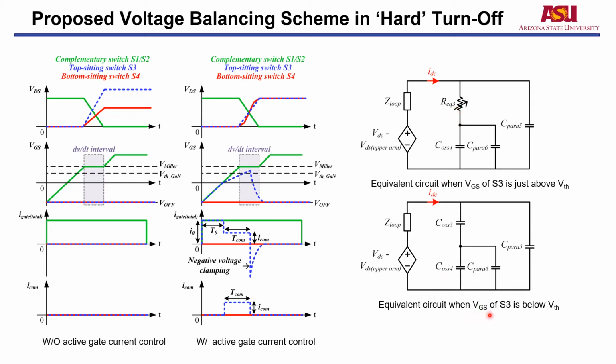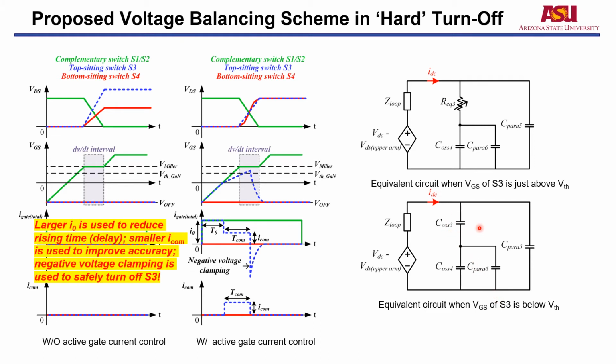The equivalent circuit when V_GS of S3 is below the threshold is shown here. When the V_GS voltage drops below the threshold, the device becomes a junction capacitor again. It should be mentioned here, a large I_0 is used to reduce the rising time delay, and a smaller I_com should be used here to improve the accuracy. Because we use a multi-level current source, we have such capability. After that, a negative voltage clamping is used to safely turn off S3.